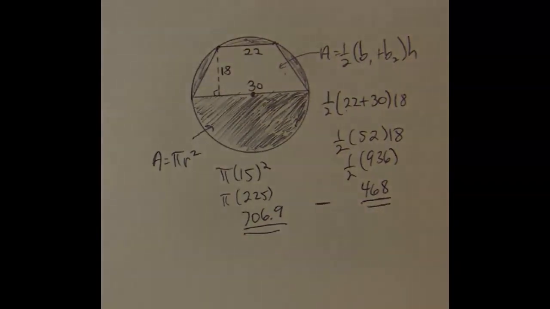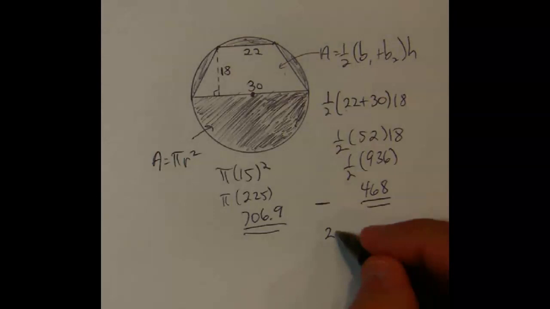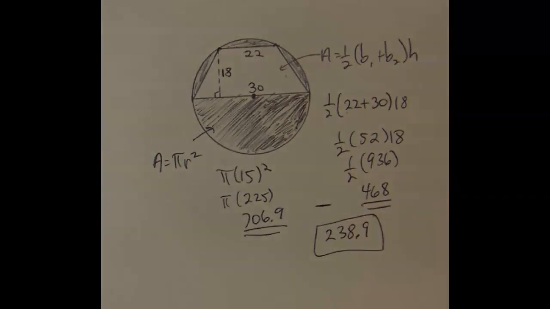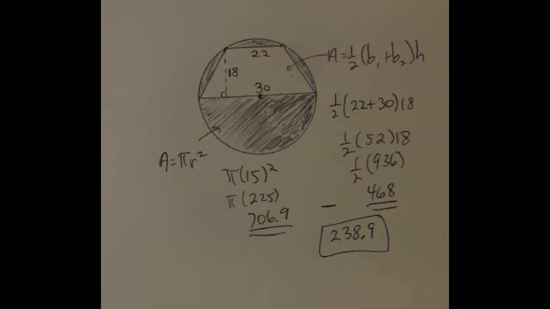So 706.9 minus the 468, and you get 238.9 units squared, and that's the area of that shaded region.